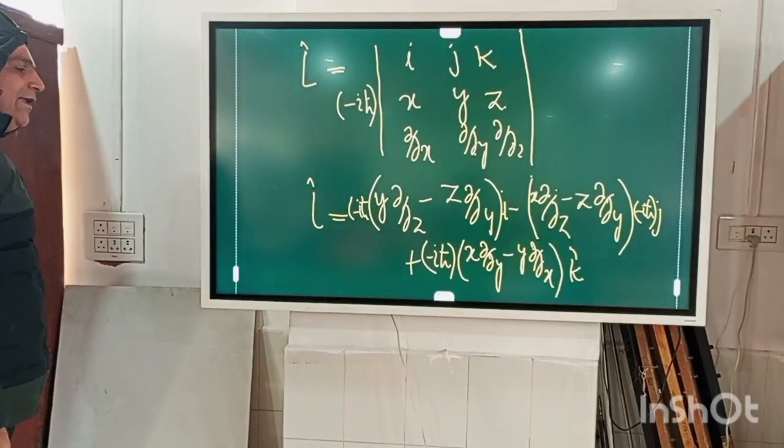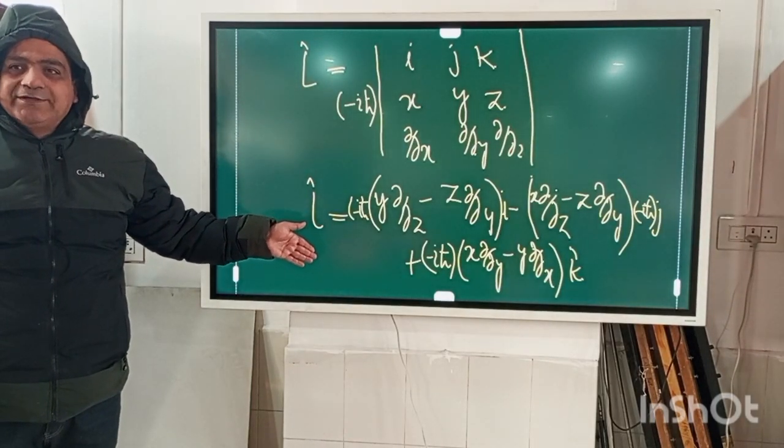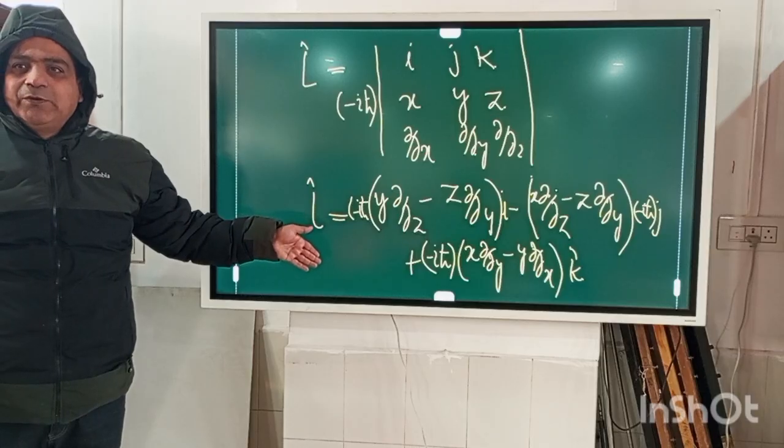And you have an operator in three dimensions. This operator itself will have three components.